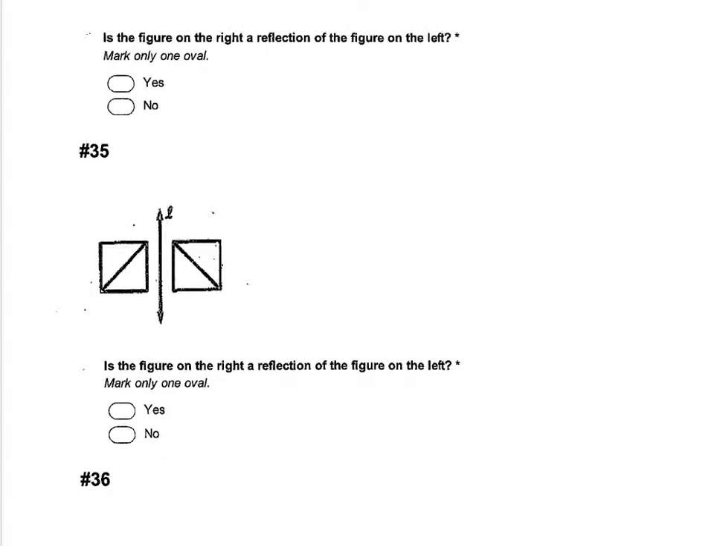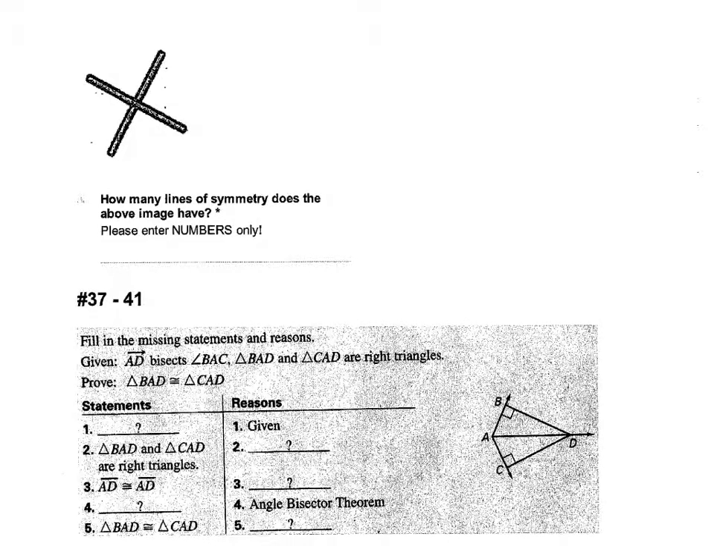36 is on the next page. So with number 36, it's right here. How many lines of symmetry does this image up here have? How many lines of symmetry do we have? And again, just put numbers right here.